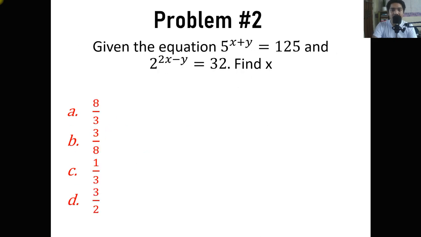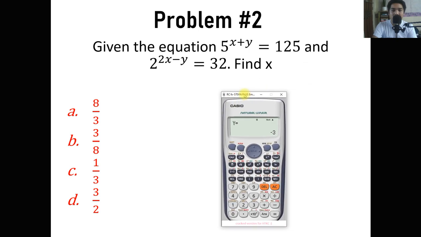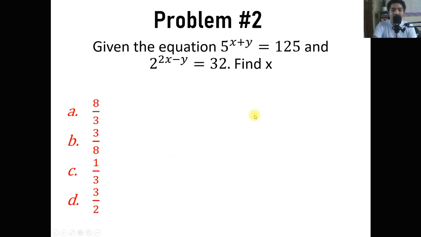Now let's try to answer problem number 2. Given the equations 5 raised to x plus y equals 125 and 2 raised to 2x minus y equals 32, find x. We are tasked to find only x. We have one equation here and another equation here because we have two equations, two unknowns. But the problem is only asking for the value of x. So how do we do this?